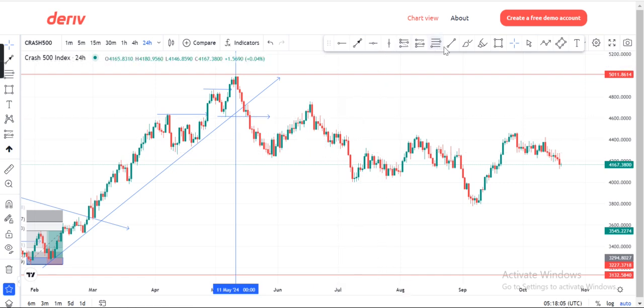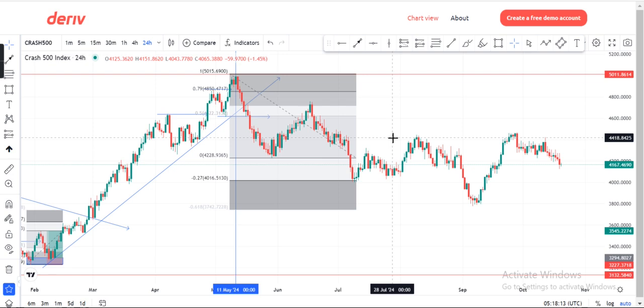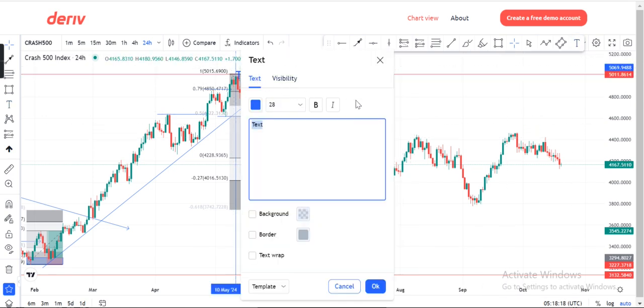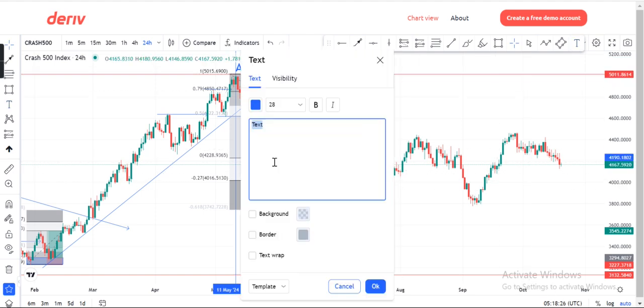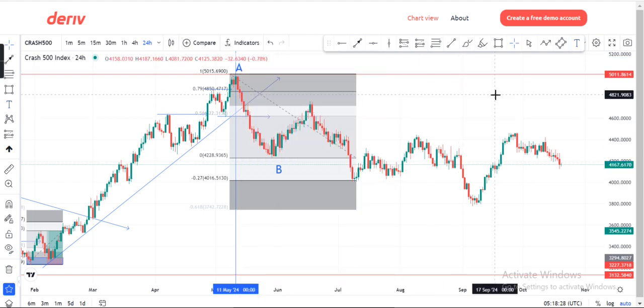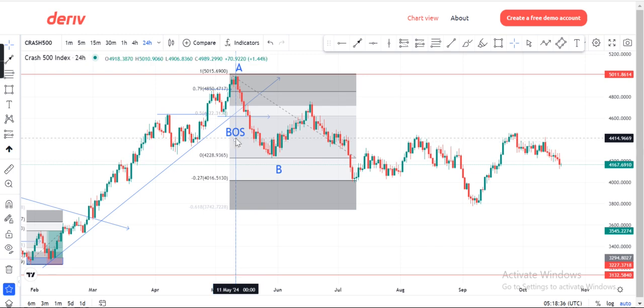So now, what can we now see? We can now clearly see that from this point here, from the swing high to the swing low, if we want to make things a little bit more clear, we label here as our point A, and then we label this area as our point B. Then we label this break here as our BOS. So this area is our BOS, this is our point A, this is our point B.